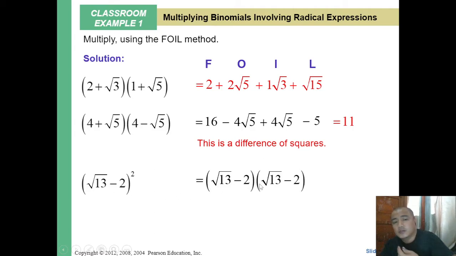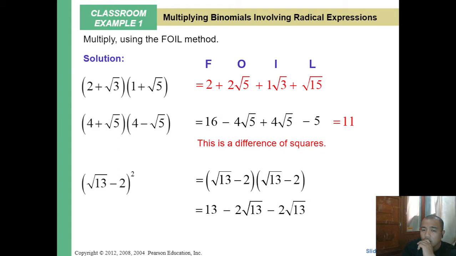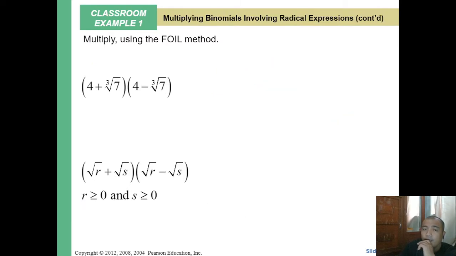Square root of 13 minus 2 squared means you multiply this binomial by itself. So 13 minus 2 square root of 13 minus 2 square root of 13 plus 4. Then you can combine the like radicals, and add 13 plus 4, 17, minus 4 square root of 13. So 17 minus 4 square root of 13. That was the FOIL method.